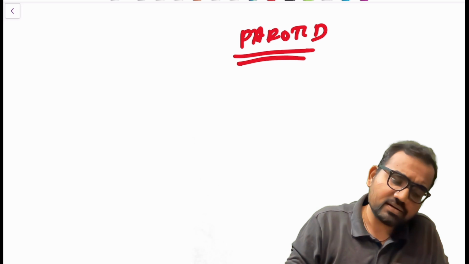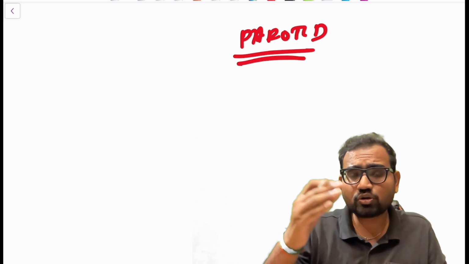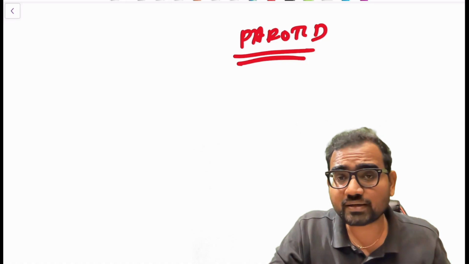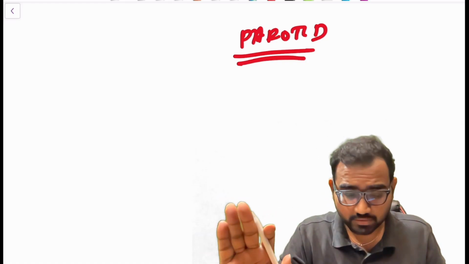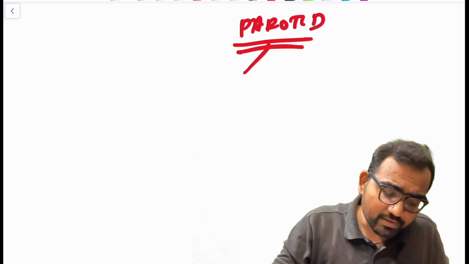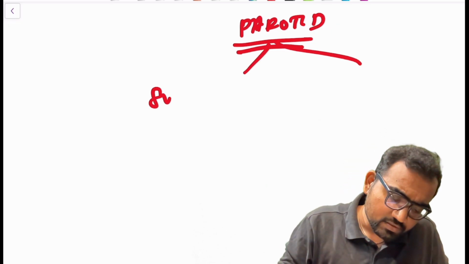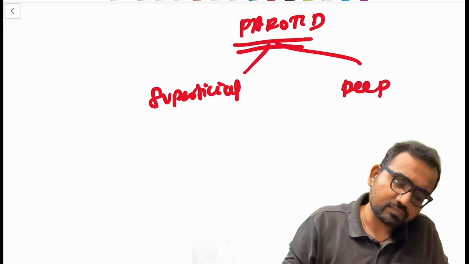Pleomorphic adenoma most commonly affects the parotid gland, followed by the submandibular and palatal glands. Among the minor salivary glands, it most commonly involves the palate. Okay, so parotid gland tumors: as I told you, the parotid gland has two lobes. What are they? Superficial and deep lobes.